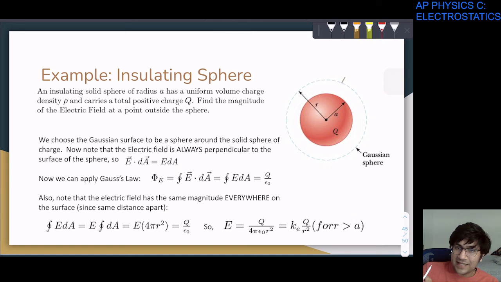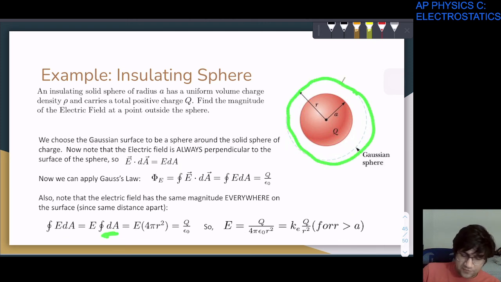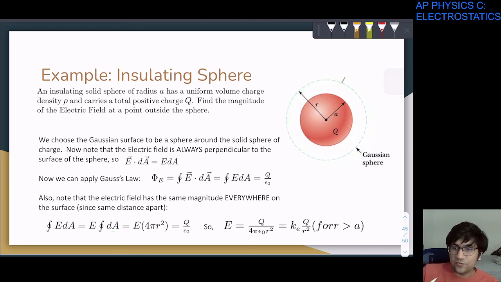But the trick is that the electric field is the same everywhere, so we can actually pull it out of the integral. So the integral of E dA is just E times the integral of dA, and the surface area of this here is 4 pi r squared. That's the surface area of a sphere. So we get E times 4 pi r squared is equal to Q divided by epsilon 0, and solving for E, we get this expression over here. And this holds, of course, when we're outside the sphere.